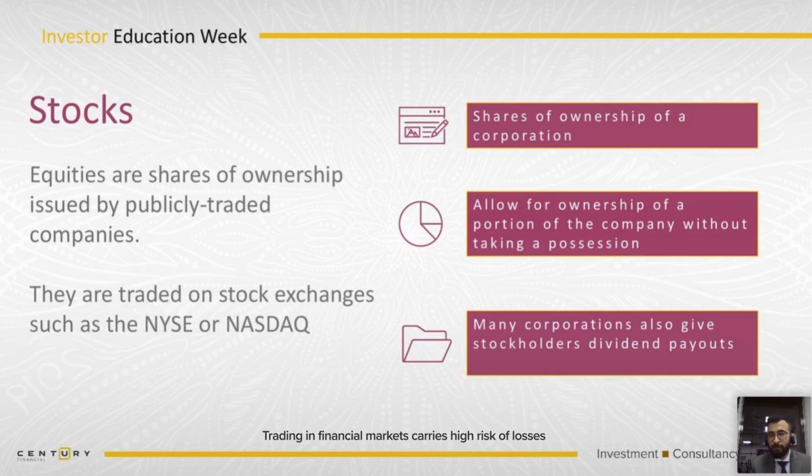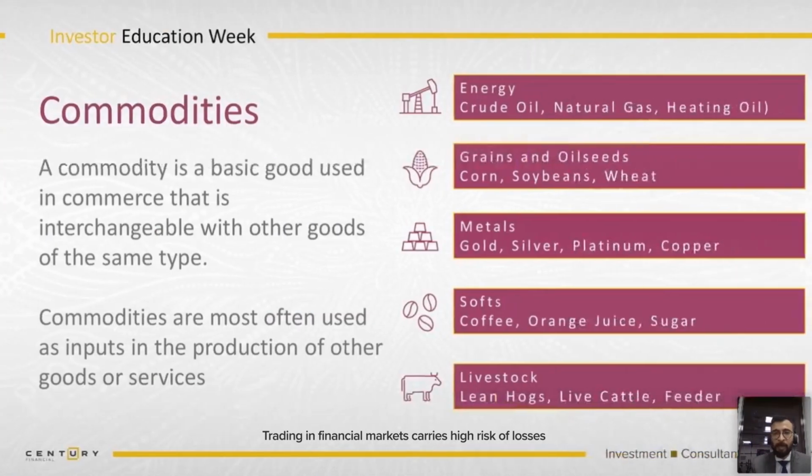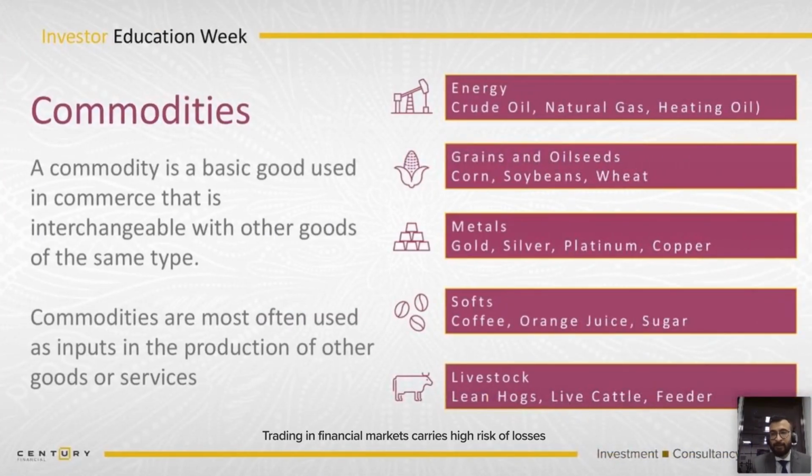So moving on. This is how stocks work. Now, the next asset class is commodities. Guys, I'm just explaining over here on the presentation. I'll take you to the live platform and show you the product library and where you can find these asset classes.